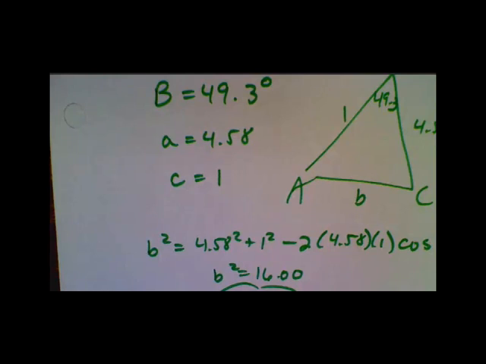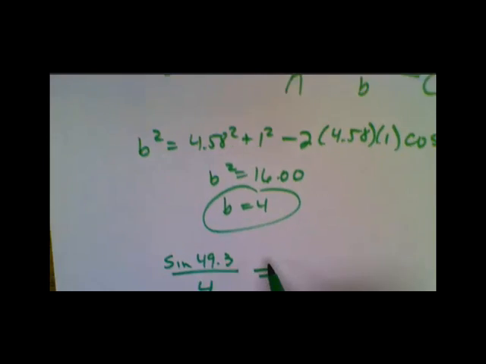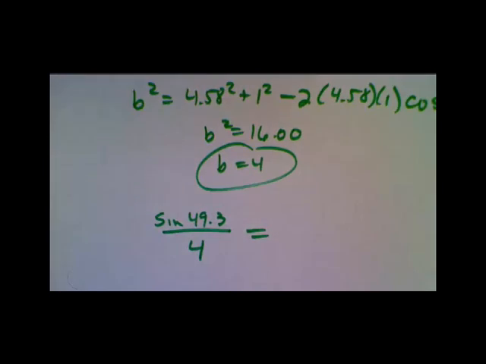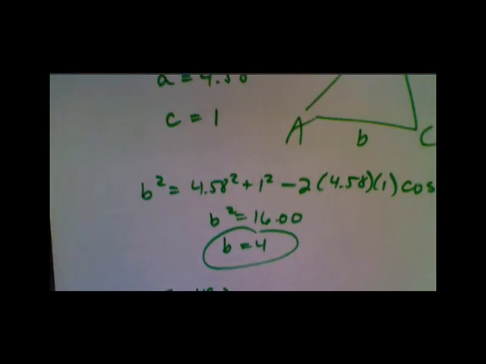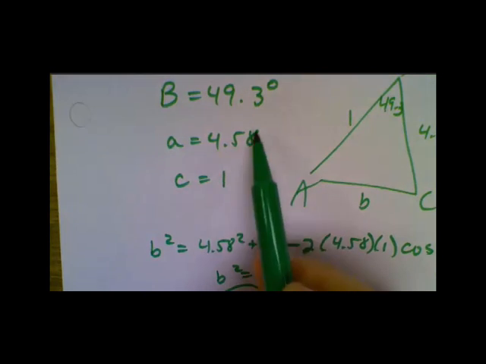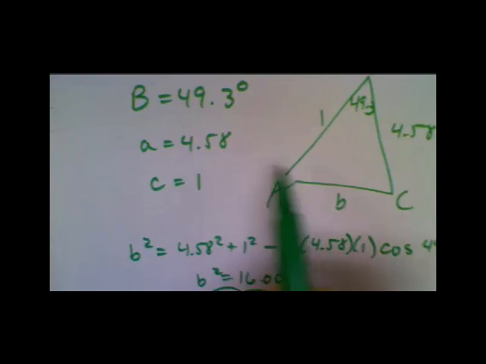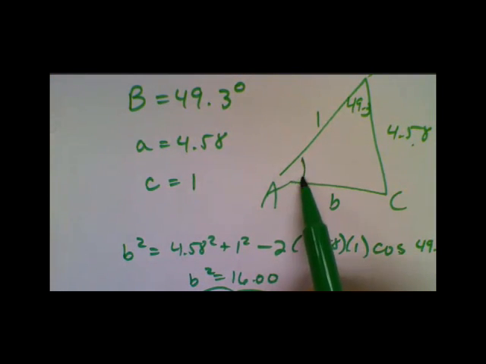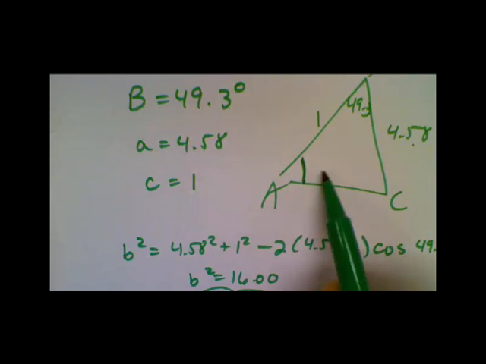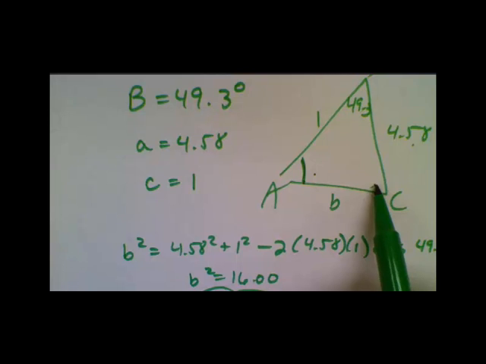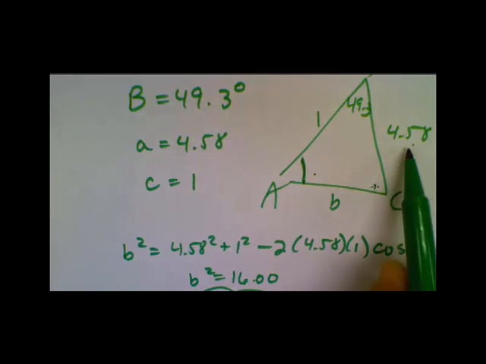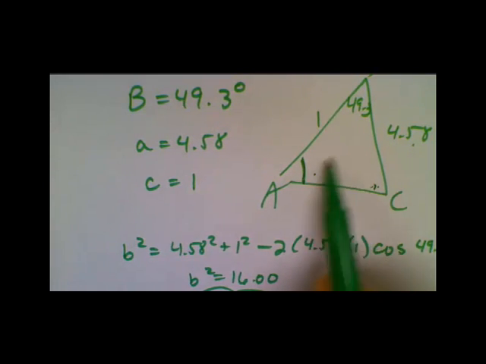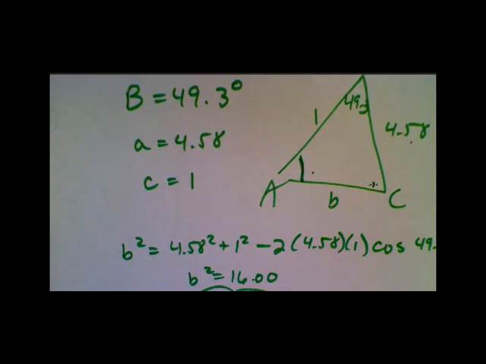Now remember, I can't find obtuse angles with the law of sines. So when I look at which one I should solve for, which one of these could be obtuse? Well, the 4.58 is definitely bigger than the 1. So if anything's going to be obtuse, it's going to be angle A. So law of sines won't tell me if that's obtuse. So what I need to do is solve for angle C.